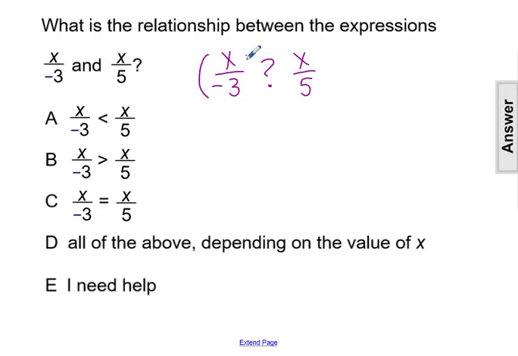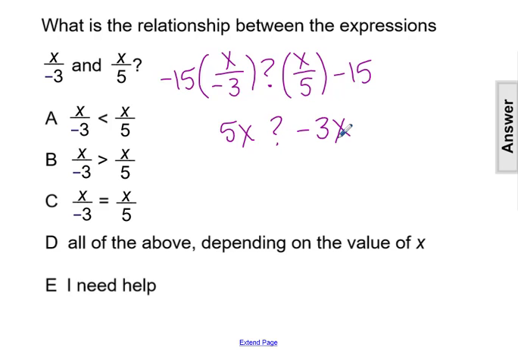So we are multiplying both sides by the least common denominator of negative 3 and 5, which in this case is negative 15. So negative 15 times x over negative 3 will give us 5x compared to x over 5 times negative 15, which will give us negative 3x.